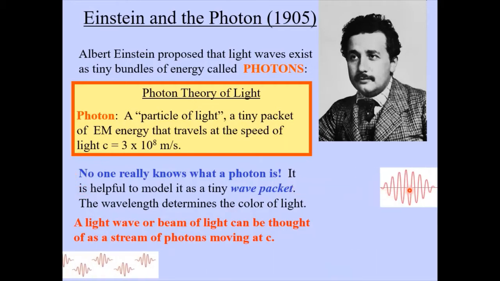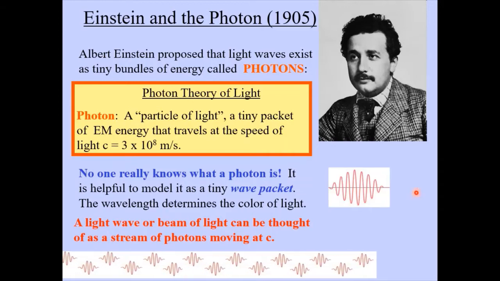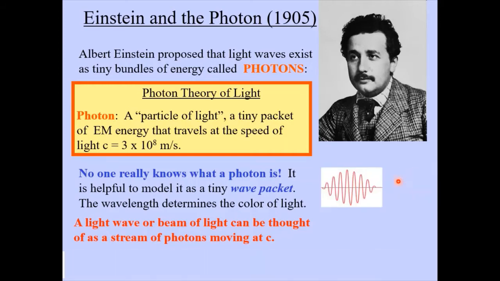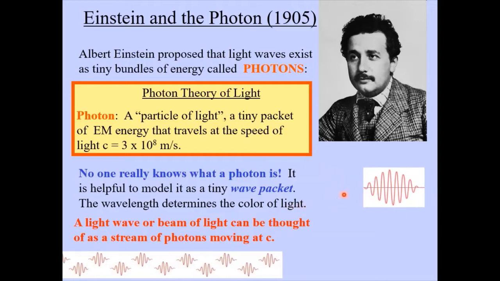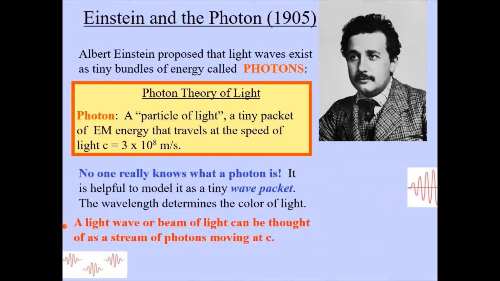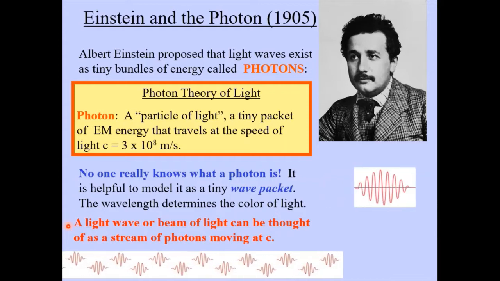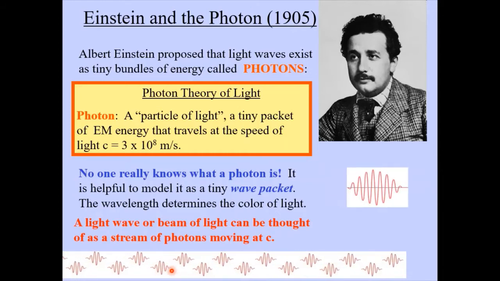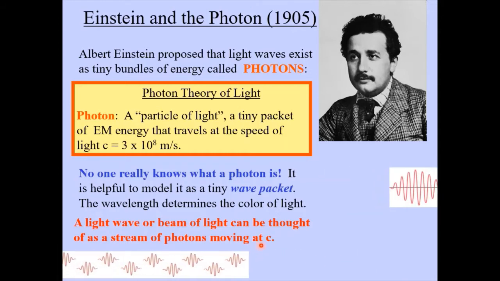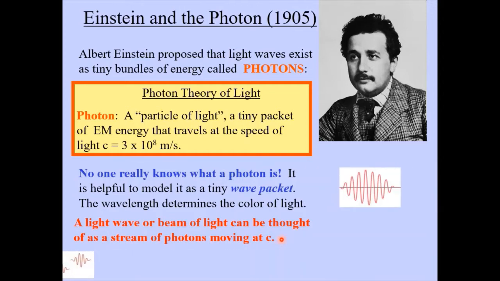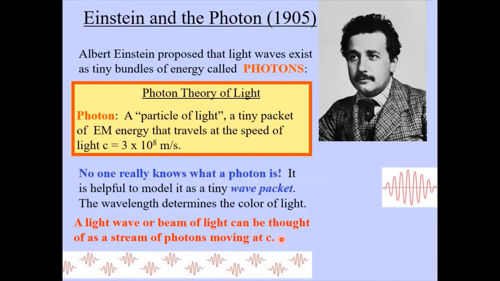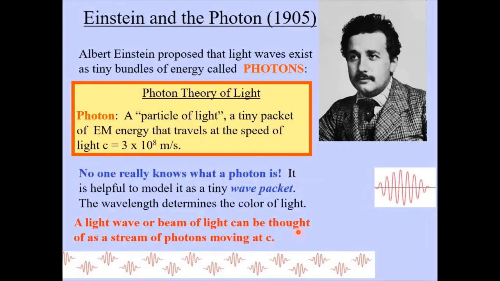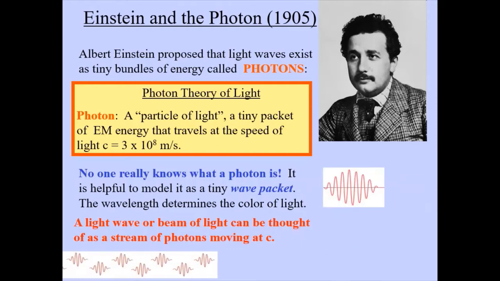And so if we think of a photon as this little group or cluster of waves, notice that this has a wavelength if we were to measure the distance between the peaks in here, and that wavelength would determine the color of light that's produced by these photons. So in this sense, a light wave or a light beam can be thought of as a stream of photons. So here we have a whole collection of photons all moving together, and all photons travel at the speed of light. So this is a very different sort of approach to light. Instead of thinking of it purely as a wave, we're now talking about light also as a stream of particles.